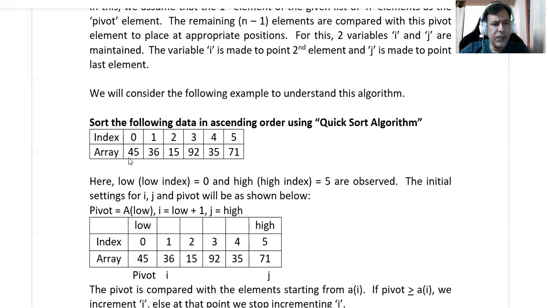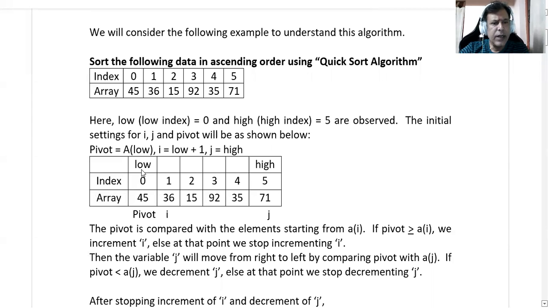The first element is considered as the pivot. That means this A of low is your pivot element, and i is low plus 1, that is 0 plus 1. That means this 1 is going to be considered as i, and the last element is considered as high. That is what is written here, low here and high here. And this is your i index, and the j index is this 5. And the pivot is your 0th or first element, which is 45.